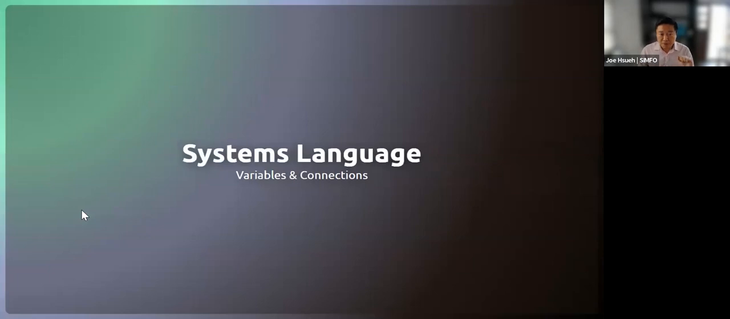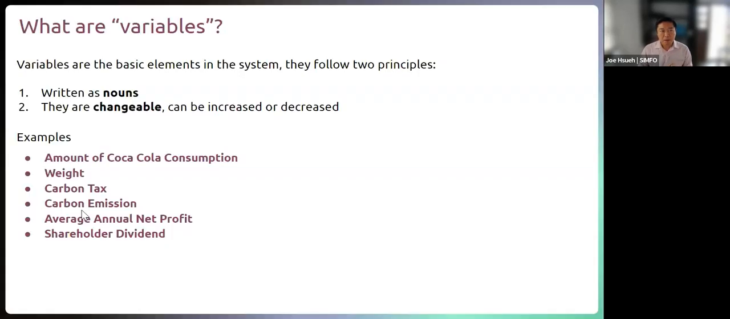Now I'll come to some basic language. What I explained is the why and some of the process. Now I want to say a little bit about the tool. How do we go about doing mapping? To do mapping, the very first step is to identify variables in this system. Variables are the basic elements in the system, right? They follow 2 principles. Usually they're written as nouns and they are changeable, meaning they can go up or down.